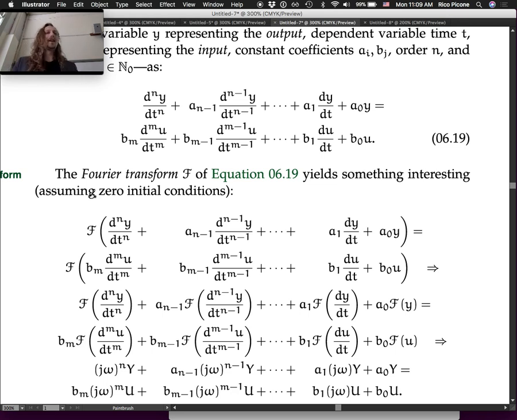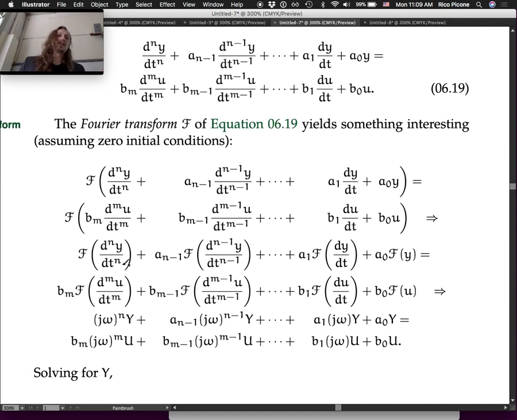So the Fourier transform of the left-hand side and the Fourier transform of the right-hand side have to be equal to each other. The Fourier transform is just an integral, so you can integrate over each term separately, and of course constants can come outside of the integral. We're left with all of these Fourier transforms of time derivatives of the output y and time derivatives of the input u on the other side.